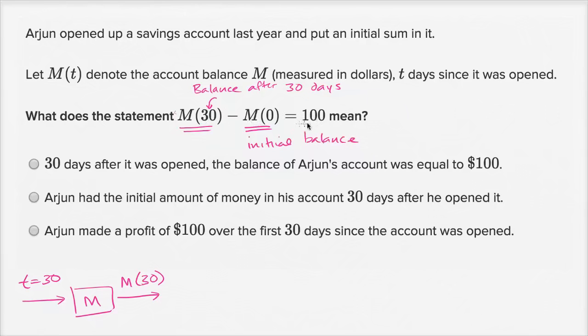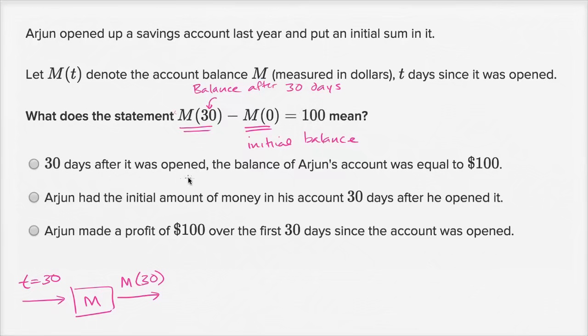So there's a couple of ways you could interpret this, and I haven't even looked at these choices yet. We'll see if any of these match up. You could say that your balance after 30 days is $100 more than the initial balance. Or another way to think about it is you've added $100 in the first 30 days. Those are both legitimate ways to think about it. Now let's see which of these choices are consistent with that.